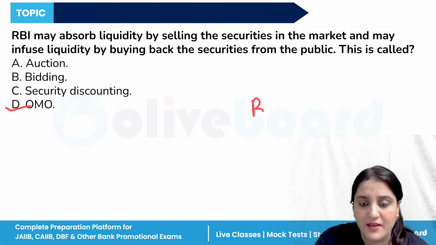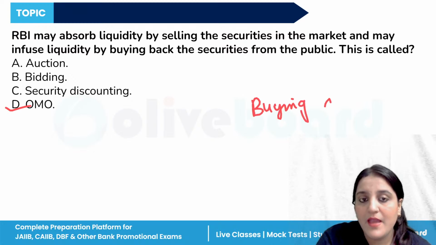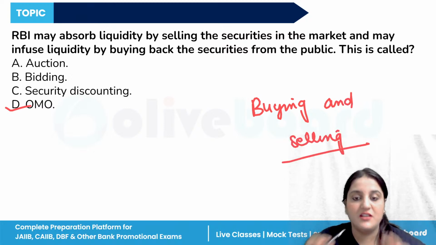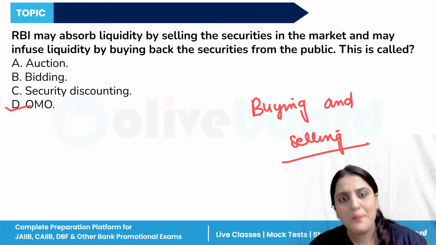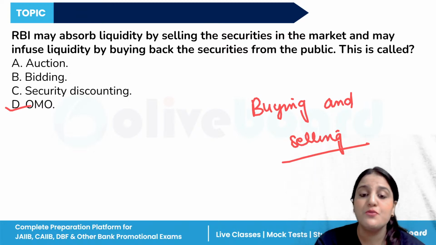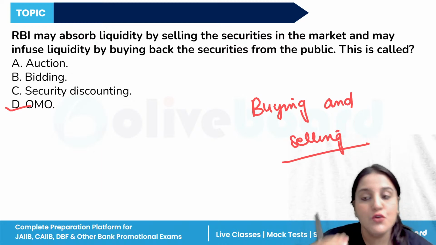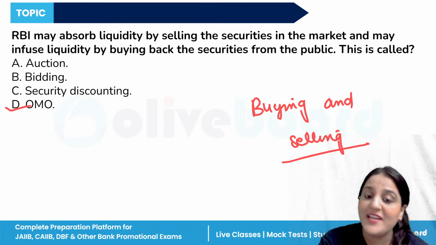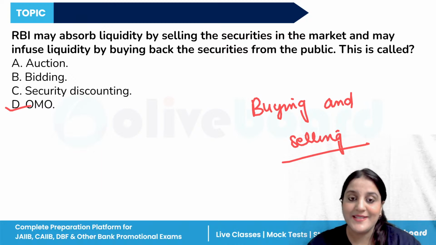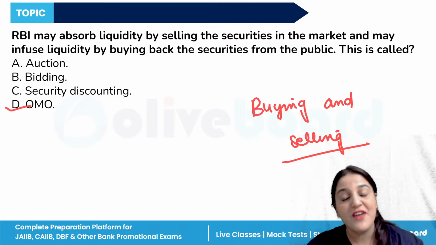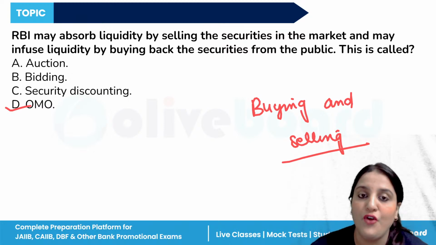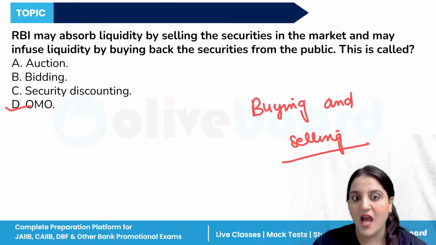OMO refers to the buying and selling of government securities in the open market by the RBI. It is a tool used by the central bank to manage liquidity in the financial system. When the RBI wants to absorb liquidity, it sells the securities, and when it wants to inject liquidity, it buys the securities from the market. So the correct answer is OMO.